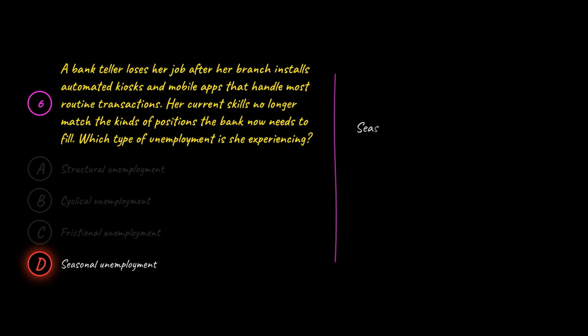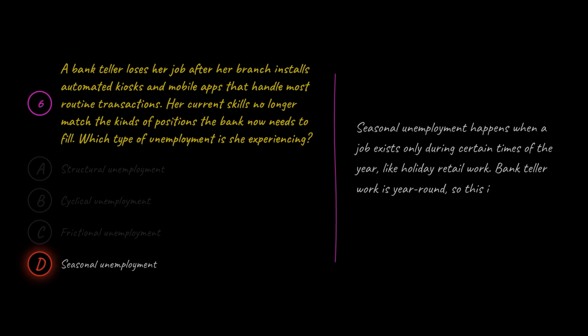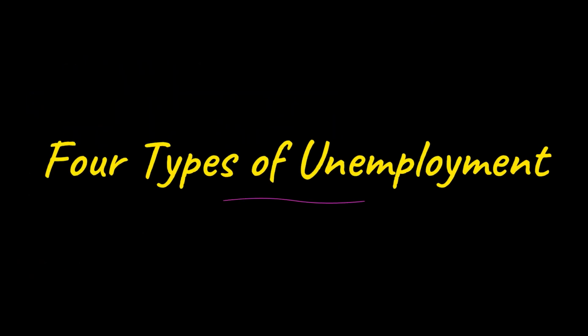D is wrong because seasonal unemployment happens when a job exists only during certain times of the year, like holiday retail work. Bank teller work is year-round, so this is not seasonal. Not all unemployment has the same cause, and economists sort it into 4 distinct types based on why a worker is out of a job. Each type signals something different about the economy and calls for a different response.